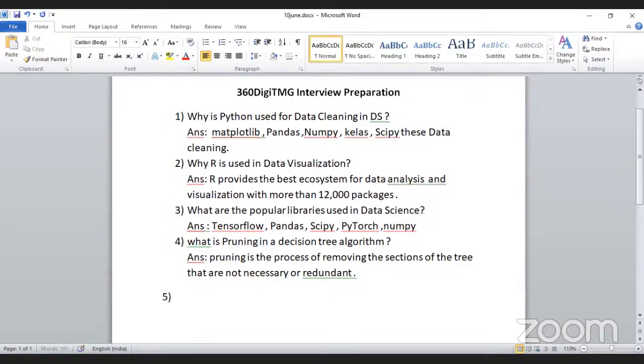My fifth question is, what is entropy in decision tree algorithm?